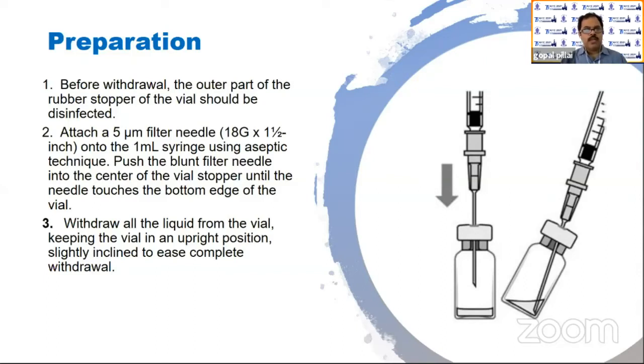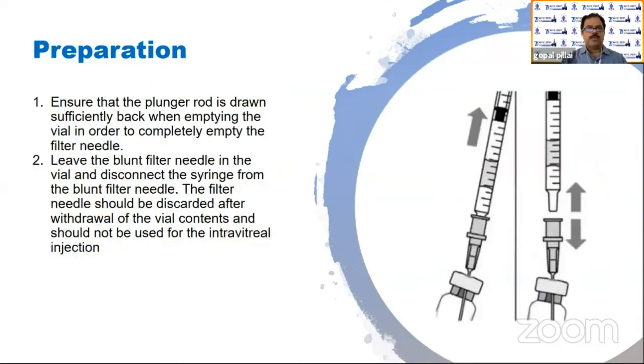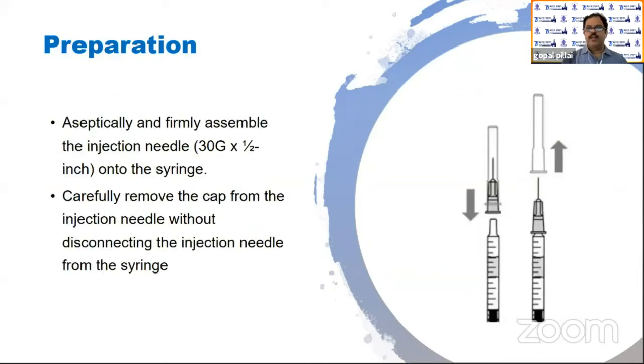So withdraw all the liquid, keeping the vial in an upright position, and ensure that the plunger rod is drawn sufficiently back. Because if you don't draw it back, there may be a lot of drug remaining in the vial and you may waste it. Leave that filter needle with the vial and take out your syringe, and then attach a 26 or preferably a 30 gauge, half-inch needle onto the syringe.